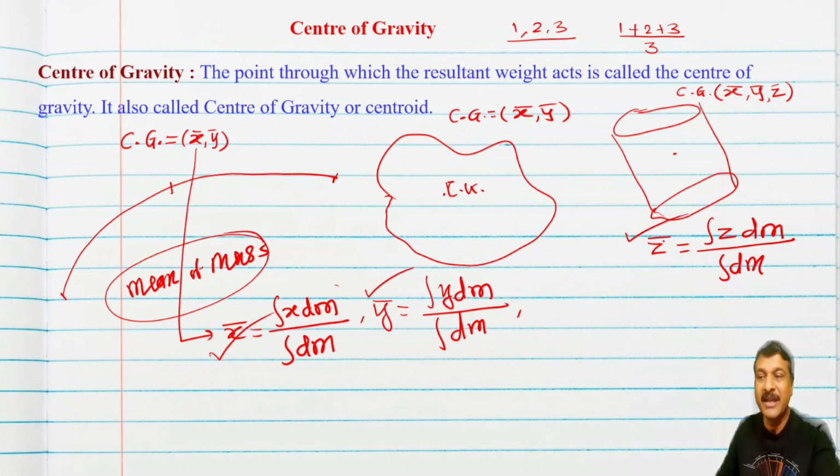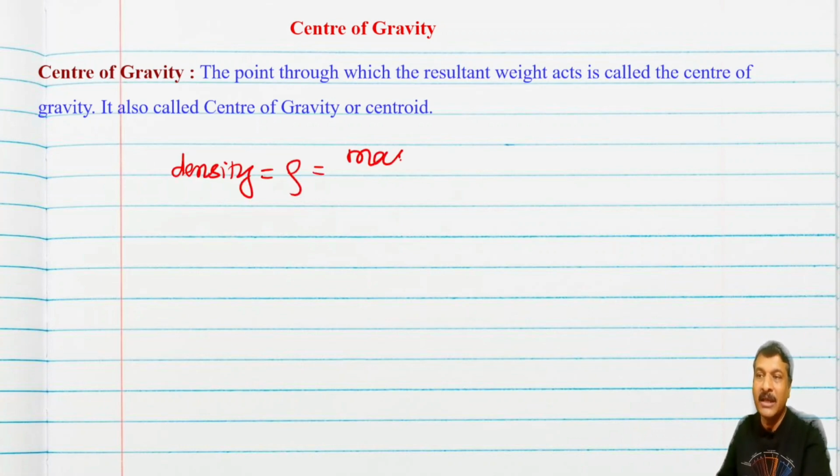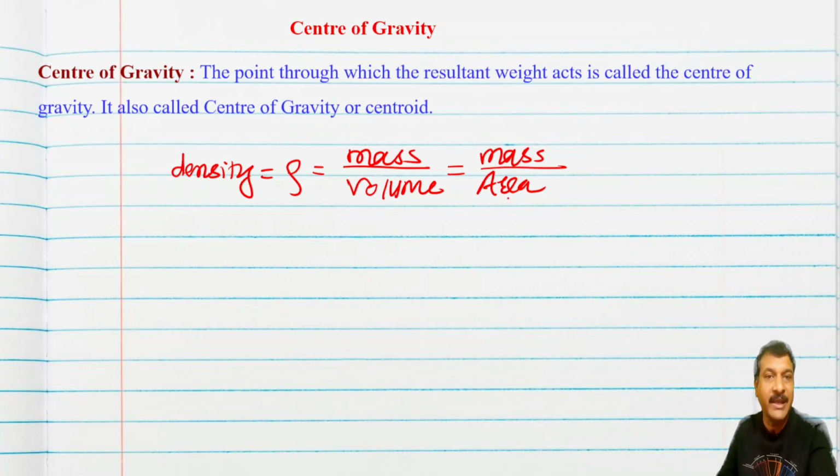Now the problem is how to find this dm. It depends on whether it is a line, plane or three-dimensional figure. So now it is very clear what the center of gravity is. Now the problem is what this dm is. We know density, rho, equals mass upon volume. Volume means definitely it is 3 dimensional. But if it is in 2 dimensions, then it will be mass upon area, for a plane. Instead of volume, I am taking only area. And suppose it is a line, then mass upon length.